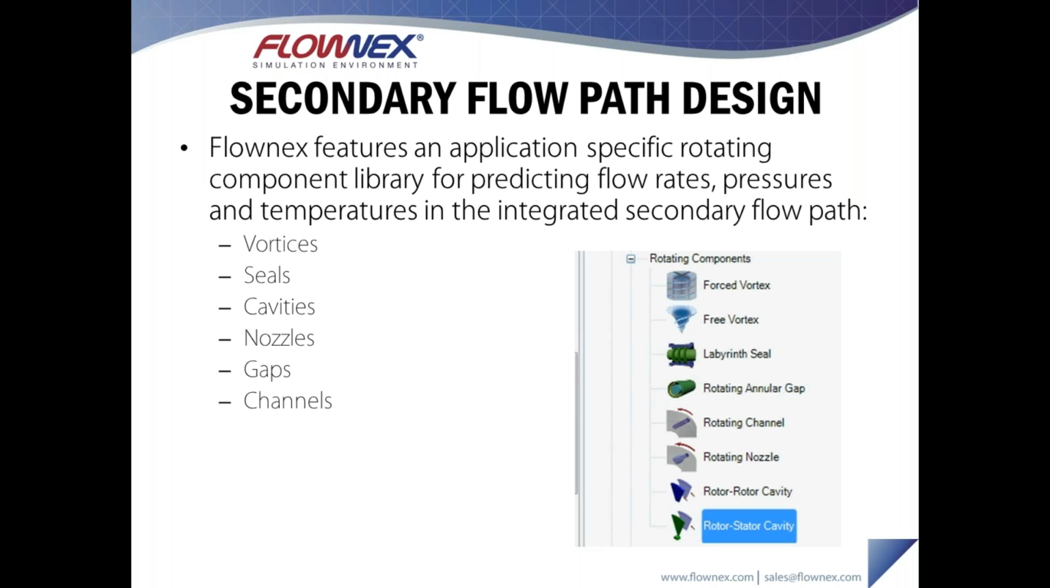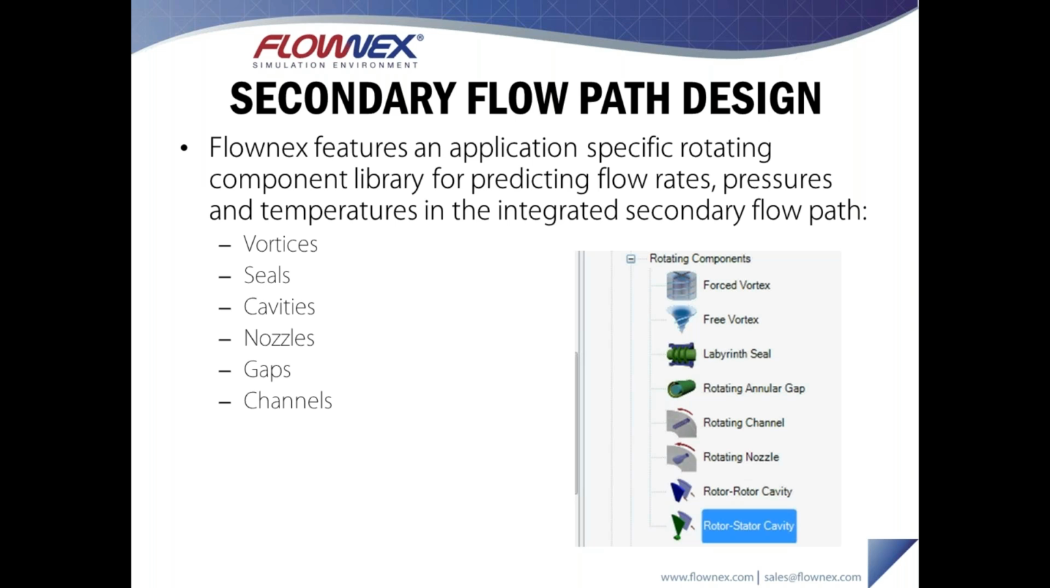We have quite a set of components for our secondary flow modeling. In this case, a rotating components library. Inside of this library, we include components such as vortices, both free and forced vortexes. We have a couple of models for seals, in this case, maybe a Labyrinth seal model. These can be considered either as lumped models or considered per tooth, for example. We have models for cavities with different rotating plates.